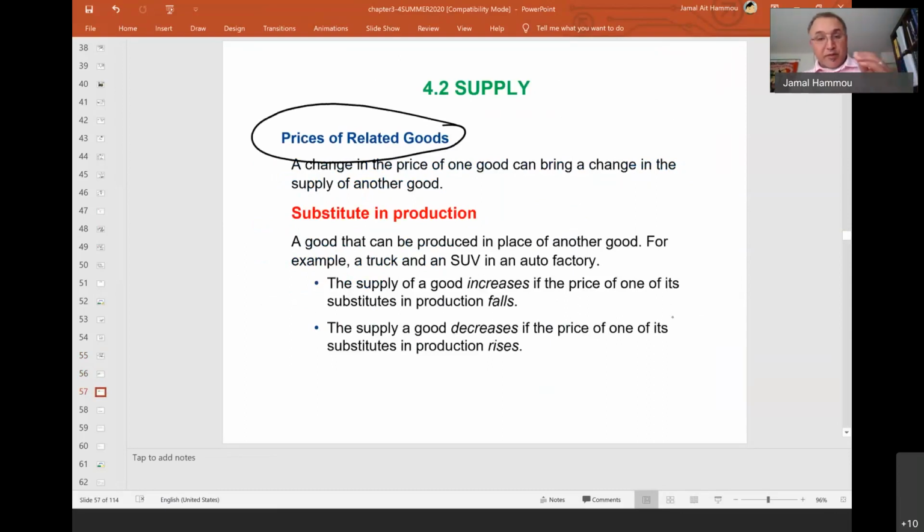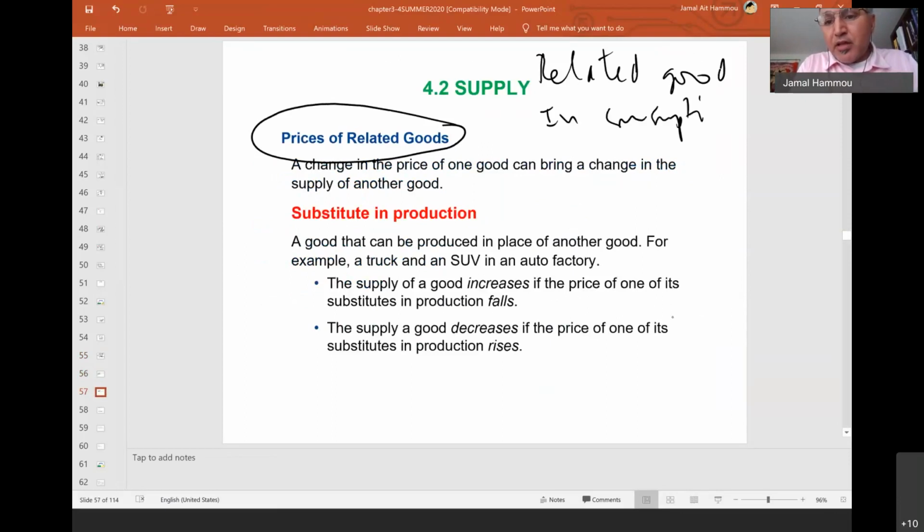Be careful, we've talked about related goods in consumption when we were talking about the demand curve. I'm a buyer, and when I'm trying to buy a product, I have to look at the other products that relate to this good. They can be substitutes in consumption, two goods that do the same thing, or complementary products, they go together. We can talk about the same things in supply, but we have to talk about related goods in production.